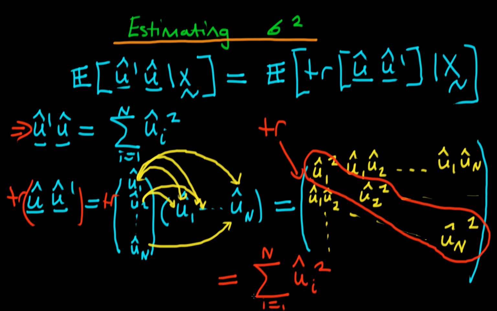So when we take the expectation of this, it's just going to be equal to the expectation of u hat primed times u hat given x. So the left and the right hand side are absolutely identical.